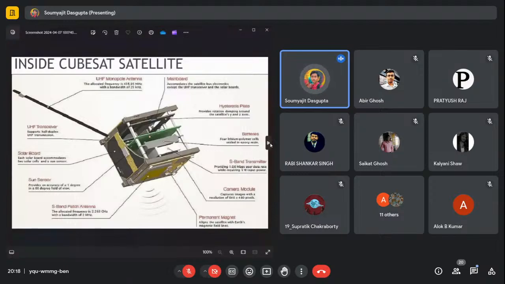Then comes the S-band transmitter. As I said, if you want to send some data back to Earth, you should have a transmitter, because this transmitter will send the data to the ground station, right?